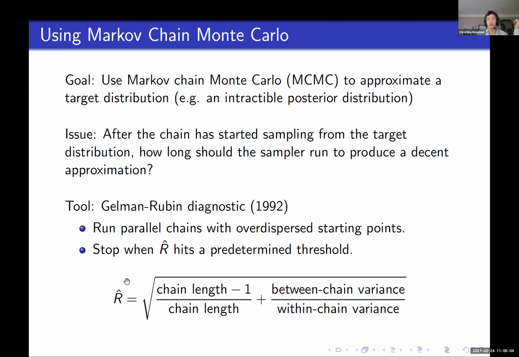And then as you let your chain run longer and the chains explore more of the target distribution, this second ratio will decrease, eventually approaching 0. This first ratio will approach 1. And so R hat will decrease down to 1. We will not let it go all the way to 1 because that would take infinitely long, but we will choose some threshold so that when it gets close enough to 1, we can say, okay, good enough, let's terminate our Markov chains.